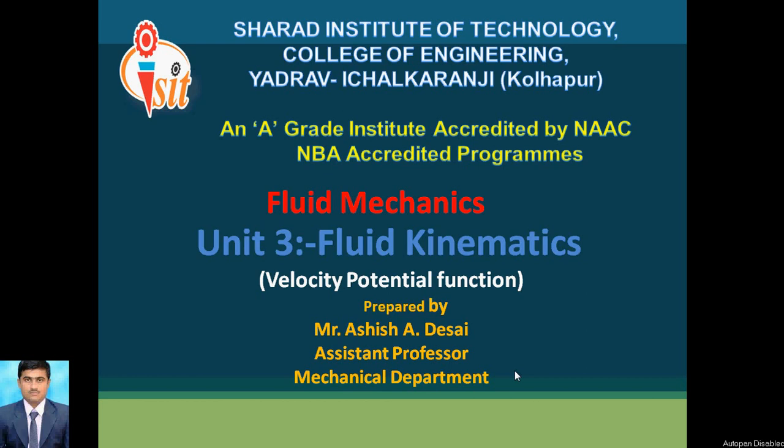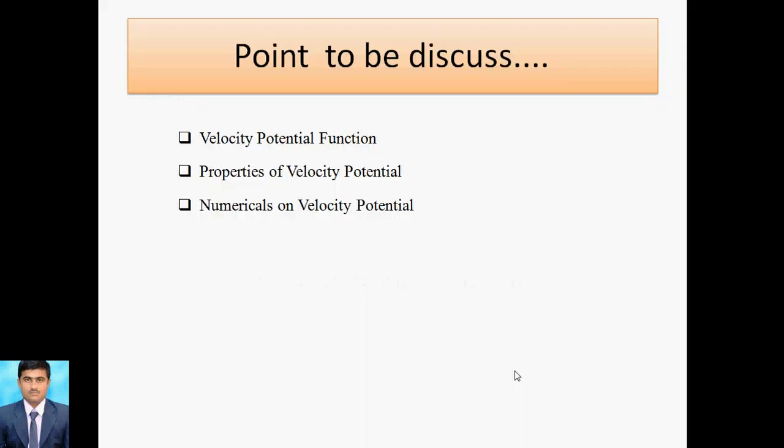In the last lecture we discussed the continuity equation in the Cartesian coordinate system, that is in the x, y, z directions. The equation is ∂u/∂x + ∂v/∂y + ∂w/∂z = 0. This equation is applicable for steady flow as well as incompressible flow, expressed in three-dimensional form. Now we will discuss the velocity potential function, then the properties of velocity potential, and after that the numericals on velocity potential.